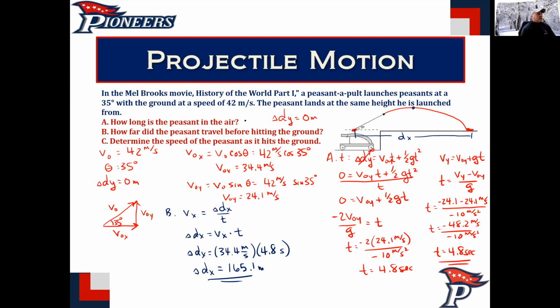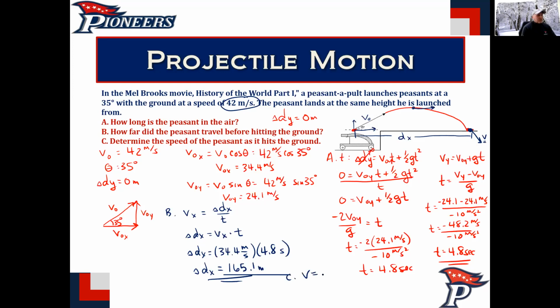Now, part C, determine the speed of the peasant as it hits the ground. So this is one of those things where you'd be like, well, that was a trick question. If we know the initial velocity is 42, and we solved for Vx and we solved for Vy, we know that Vx is going to stay the same the entire time, even at the highest point. When this is 0 for vertical, Vx is still 34.4. Then on the way down, Vx is constant, but Vy is increasing. And when he hits the ground right here, what is V? That's what it's asking for.